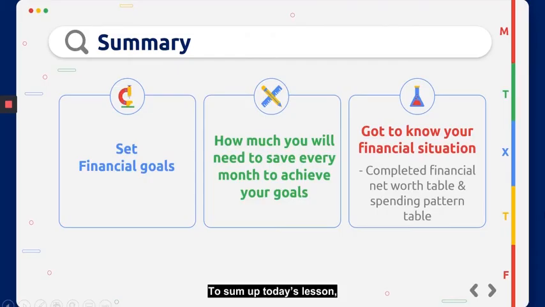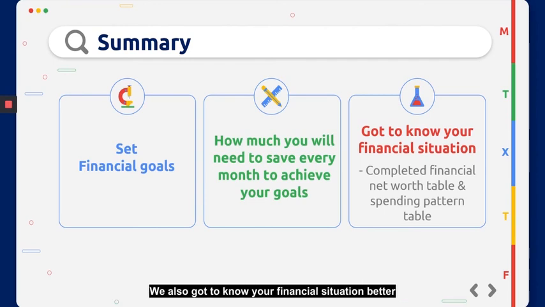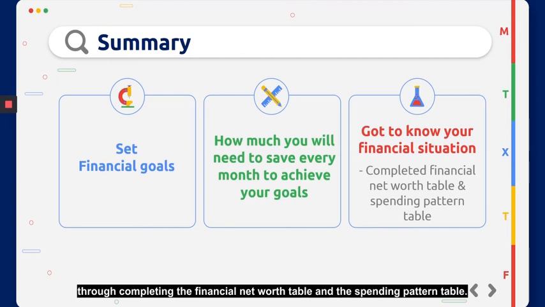To sum up today's lesson, we have set your financial goals and how much you will need to save every month to achieve your goals. We also got to know your financial situation better through completing the financial net worth table and the spending pattern table.